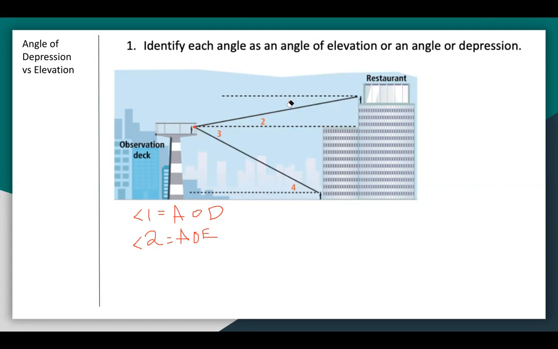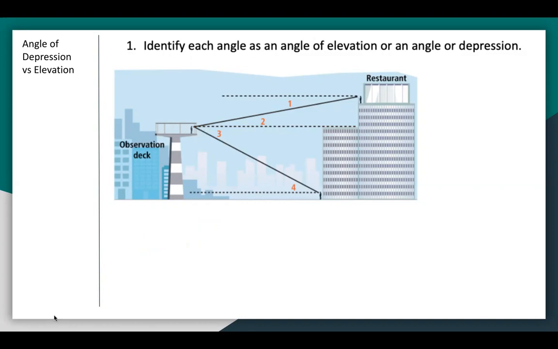So it's depression, elevation, depression, elevation. Okay. Let me know if you have any questions, and I can get back to you as soon as possible. But we're going to move on to our first word problem at this point.